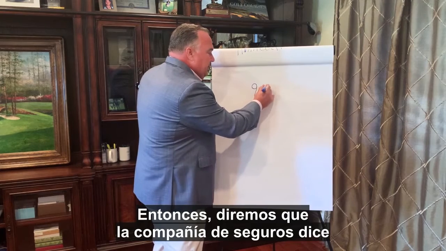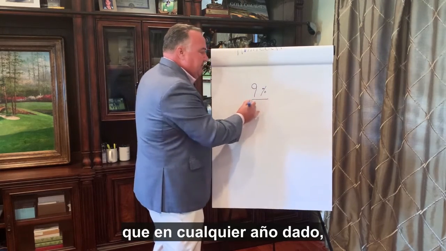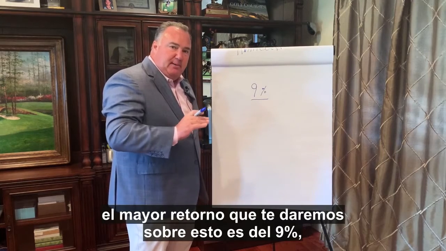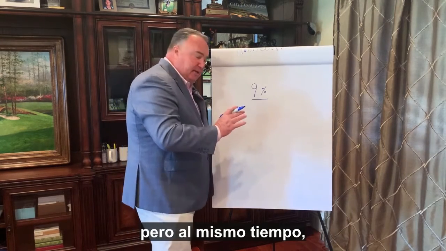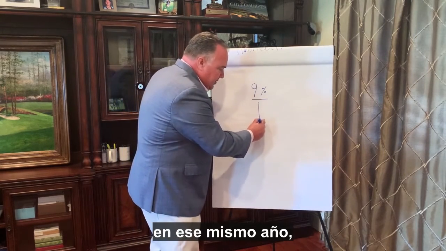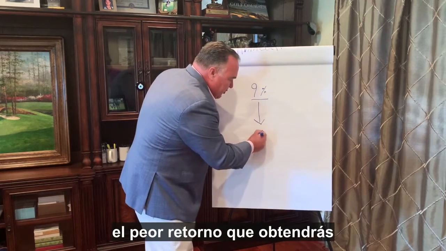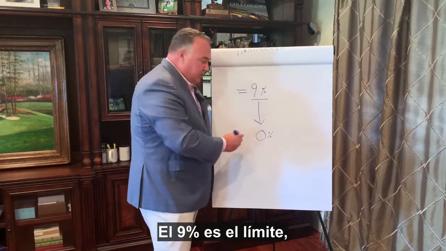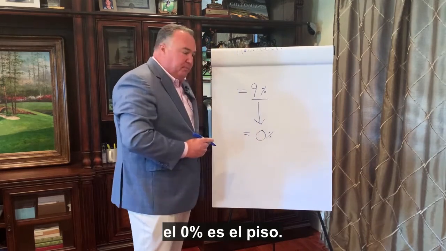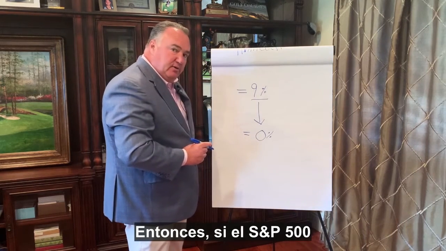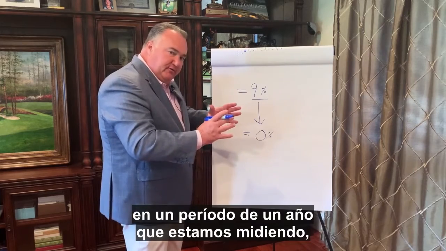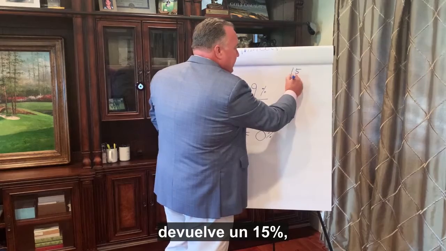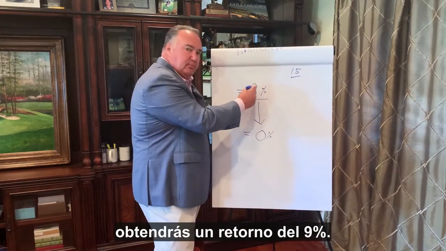So we'll say the insurance company says that in any given year, the greatest return that we're going to give you on this is 9%. But at the same time, in that same year, the worst return that you're going to get is 0%. 9% is the cap, 0% is the floor. So if the S&P 500 in the 1 year period of time that we are measuring returns 15%, you're going to get a 9% return.